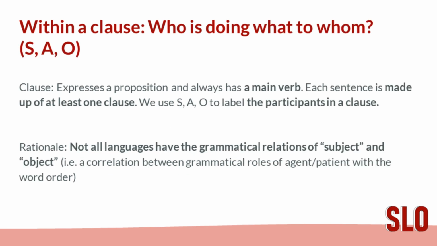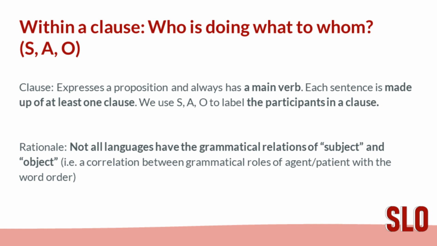Now we'll be moving on to clauses. A clause expresses a proposition and always has a main verb. A proposition refers to naming an event or a state. For example, the sun sets is an event. Each sentence is made up of at least one clause. The verb tells us about the action and what is happening.